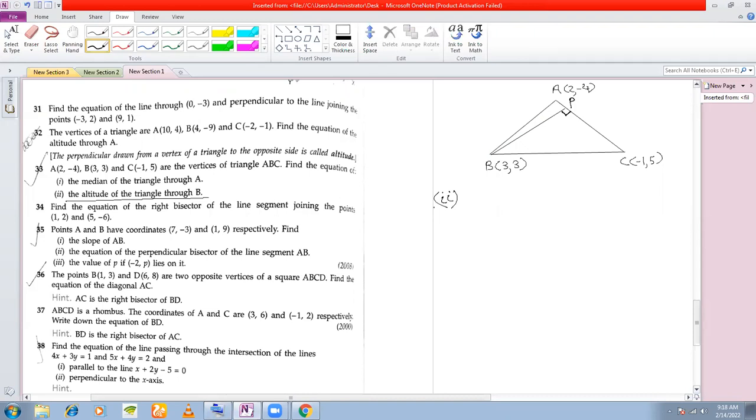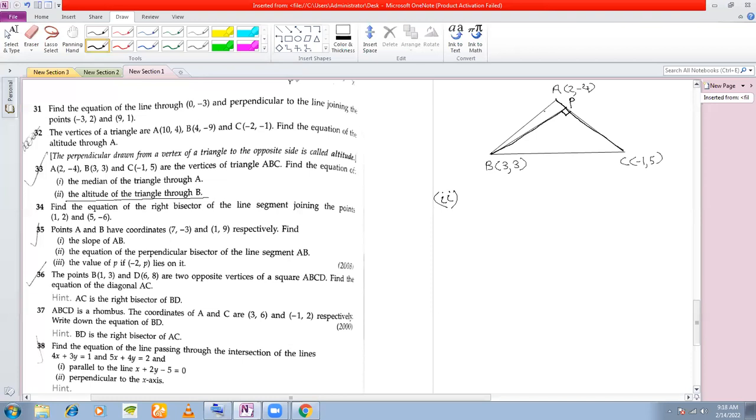This is not the median. Remember, P is not the midpoint of AC this time, because BP is the altitude. So how do you find out? See that you can find out the slope of this line AC, right? Once you know the slope of this line, you can find out the slope of BP also, because they are perpendicular to each other. How? What is the slope of BP? It is the negative reciprocal of the slope of AC, right? You can find out the slope of BP.